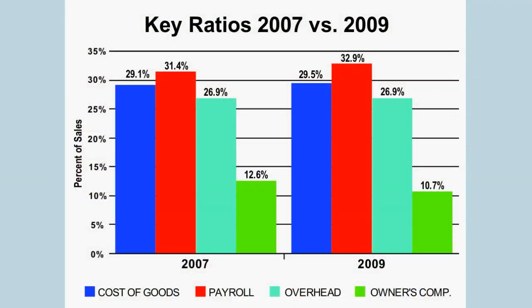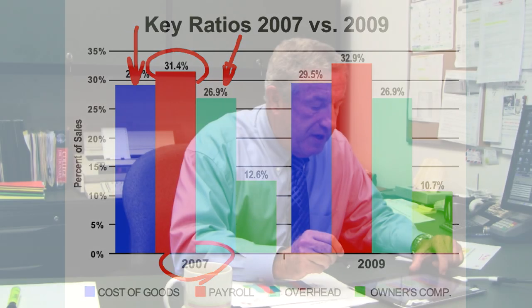Okay, now we're going to move to the next slide. This is a slide we're going to be talking about now, and you're going to see it when I go to the iPad. The key ratios, 2007 versus 2009. No big deals. The 2007 performance, we had cost of goods at 29.1% right here. Okay, we had overhead expenses 26.9%. Payroll, once again, 31.4%. That was average for the entire industry.